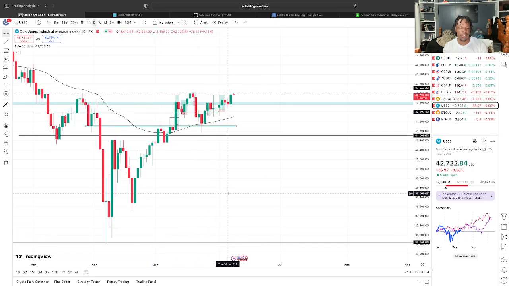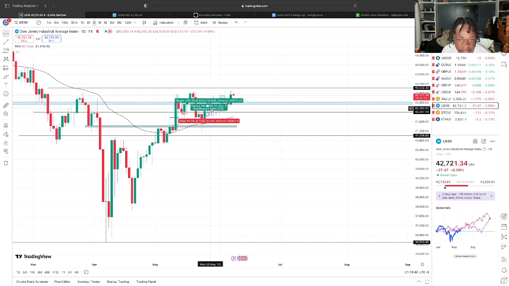If we go to the daily time frame, as you can see, price action has created a higher high, higher low, higher high, higher low, higher high, and it's broken that area of support to create a lower low. So this will be a lower high, higher low, higher high, higher low. So price action is still bullish.